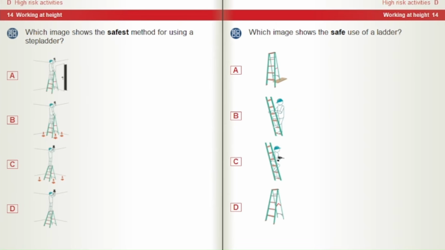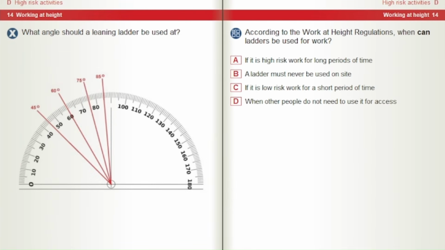Which image shows the safest method for using a stepladder? Which image shows the safe use of a ladder? What angle should a leaning ladder be used at?